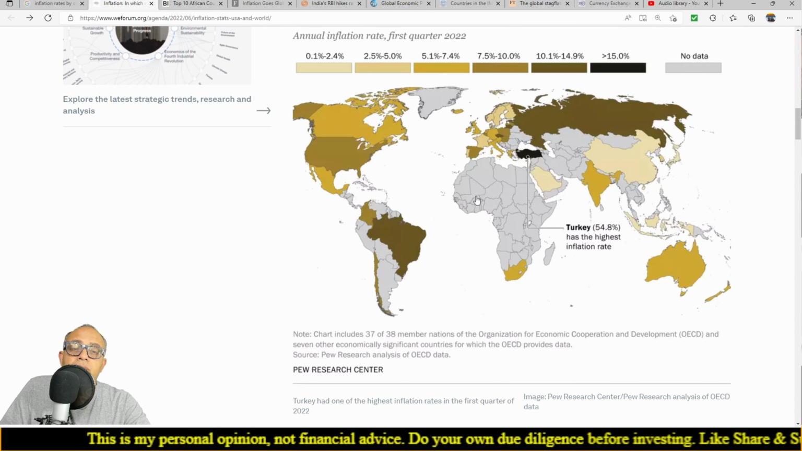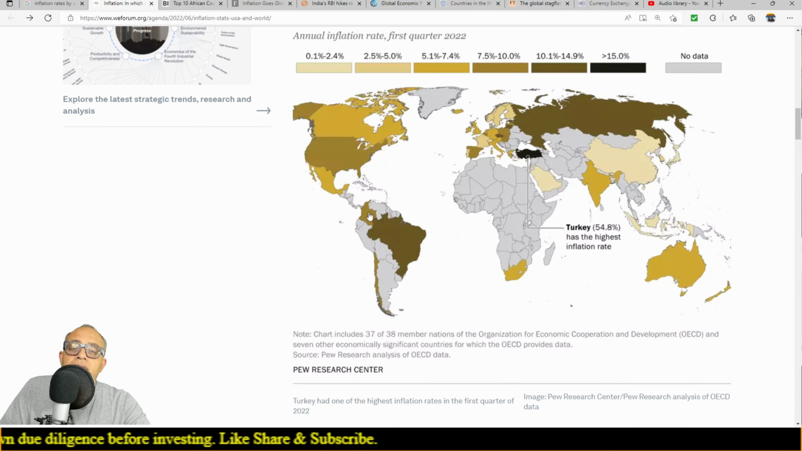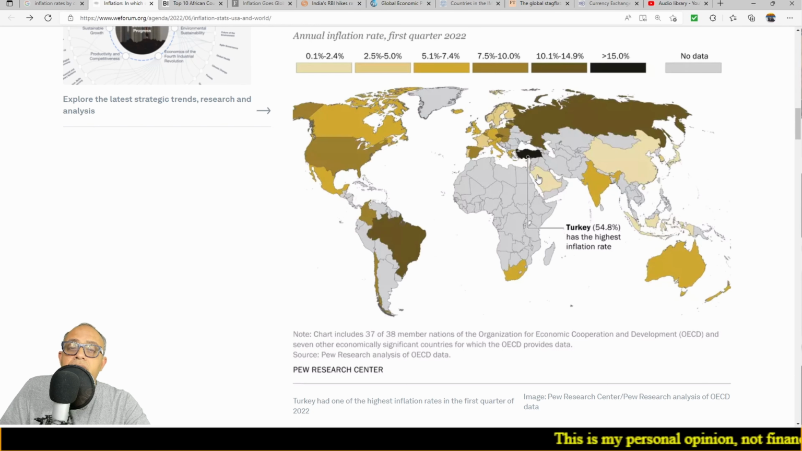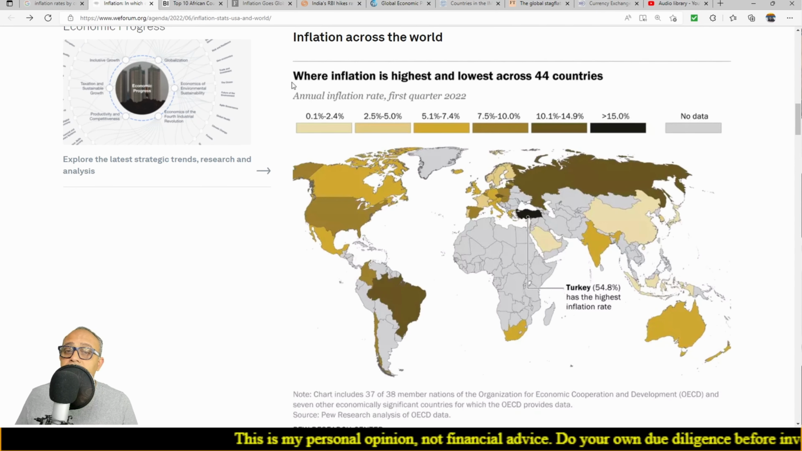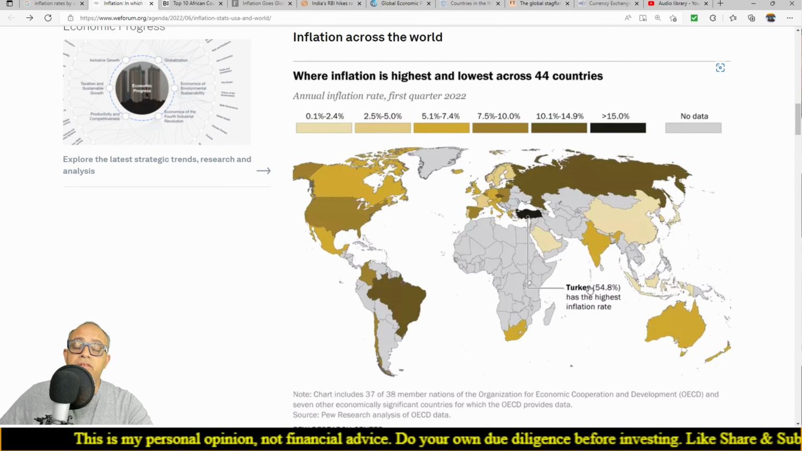So we don't have data for much of the world in Africa, and also for parts of the Middle East and Greenland and parts of South America. However, the highest inflation rate is in Turkey, which is at 54.8. And remember, these are all first quarter 2022. Since then, things have worsened further, but even at that time, things were that bad.